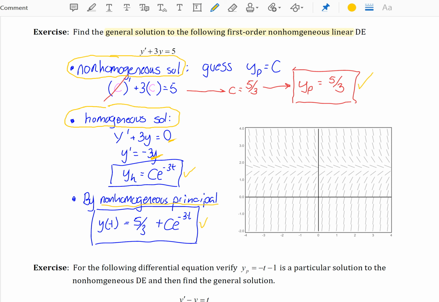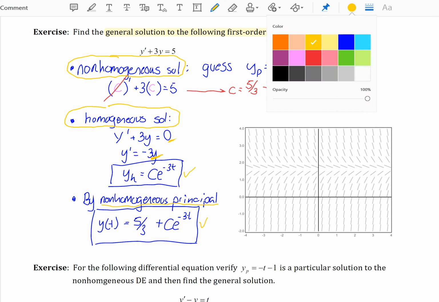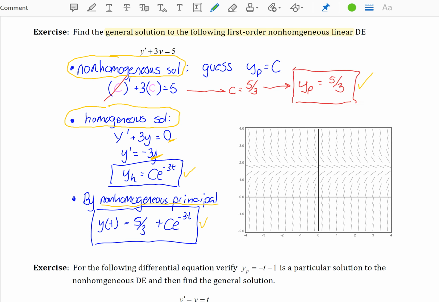Now again, graphically, what I'd like you to be able to see with this is that c e to the negative 3t is a decreasing exponential function because of that negative exponent. So this has graphs that look something like this.